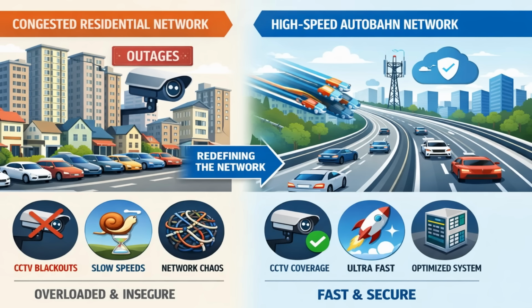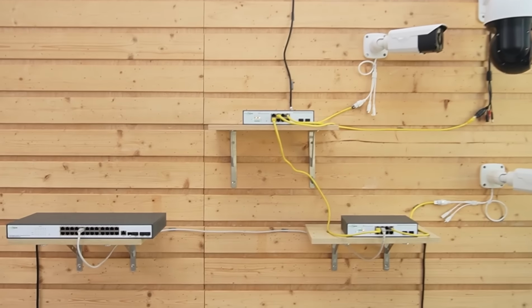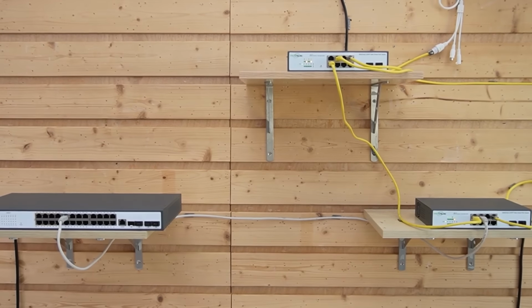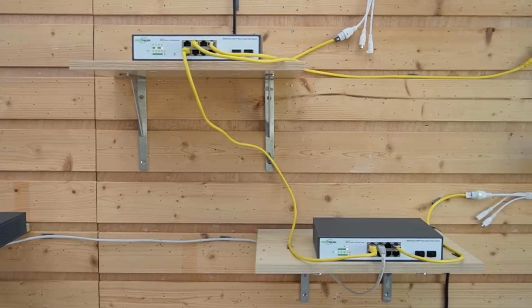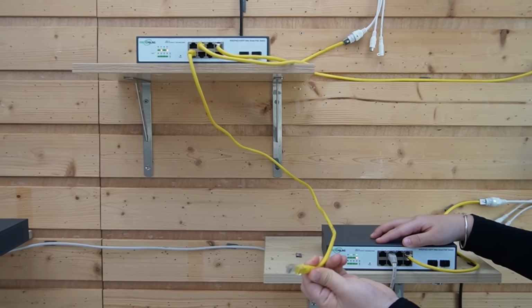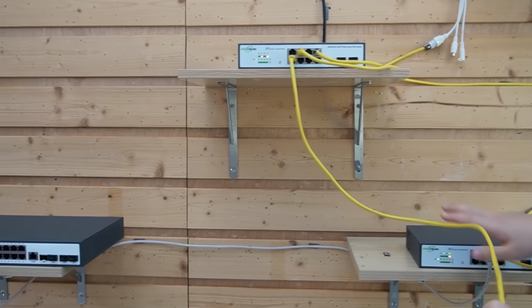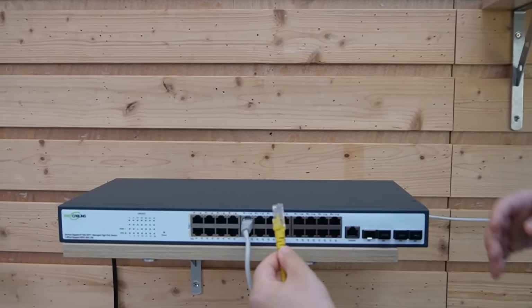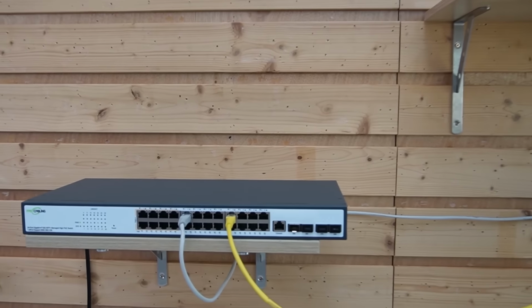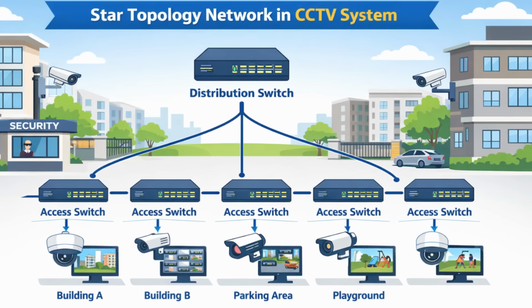We needed to move from a congested suburban street to a high-speed autobahn. So step one, we have to break those daisy chains. Instead of data hopping from switch to switch, we create direct point-to-point links from the problem building back to our switch. So here we are going to unplug this Ethernet cable connected from this switch to this switch. Instead, I will connect it back to our distribution switch. Now, this is a star topology. It's cleaner, faster, and infinitely more reliable.